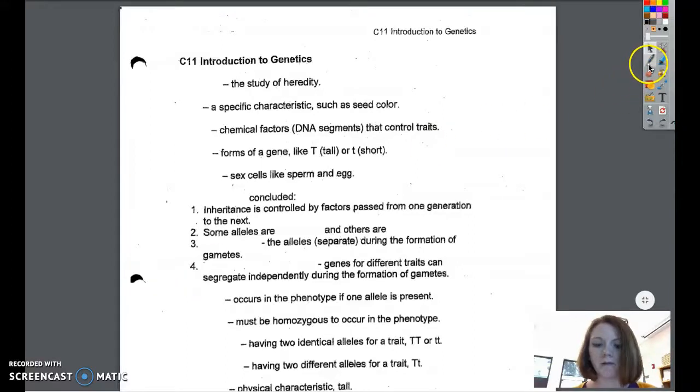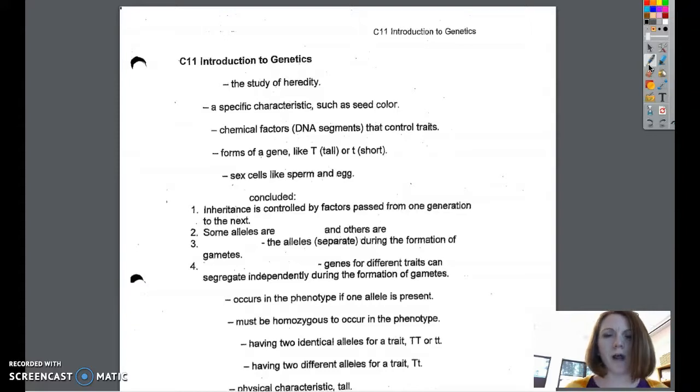Good morning, guys. As promised, I am going to fill in the blanks with genetics for the pieces that I feel you guys are having trouble with.